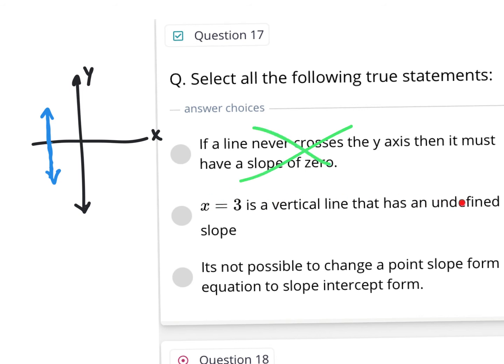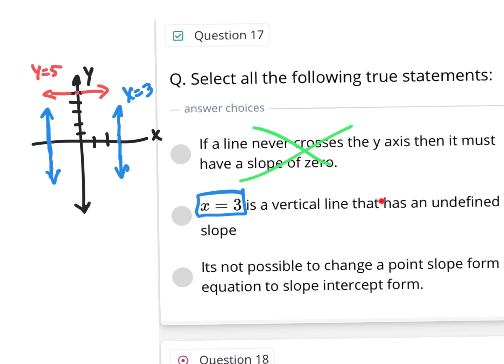x equals 3 is a vertical line that has an undefined slope. I hope we remember that x equals 3. If you go to the x value of 3 and you put a vertical line through it, that is the equation x equals 3. A totally flat one, let's say you had a totally flat one crossing the y value of 5. That red one would be the equation y equals 5. Remember, when a line is totally flat, it's simply y equals the value where it crosses the y-axis, so y equals 5. If it's totally vertical, it's x equals wherever it crosses the x-axis, x equals 3.